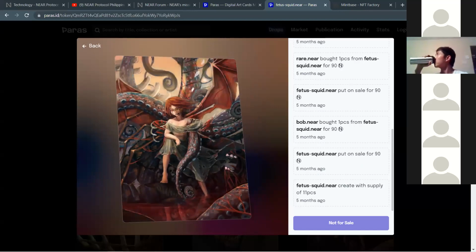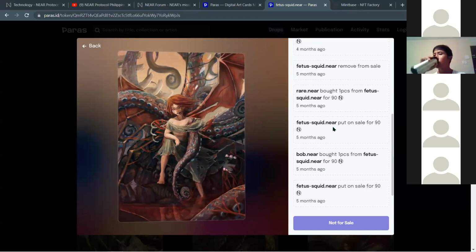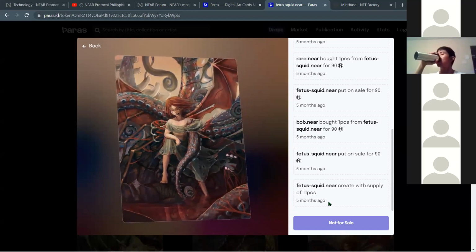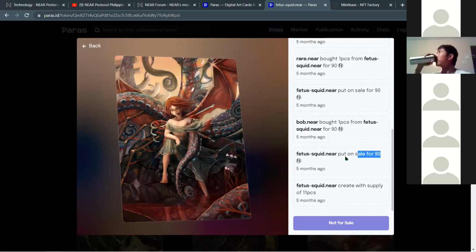Okay, good evening guys. So ito po, this is another art ni Peter Squid, yung pinakita namin kanina, an artist from Bacolod. And actually, this is, I think, ilang pieces na to? 11 pieces. He created this on Paras. He minted this art on Paras, 11 pieces. At he put it on sale for 19 year. So 19 year ngayon is about, multiply that by 3, mga roughly $270.